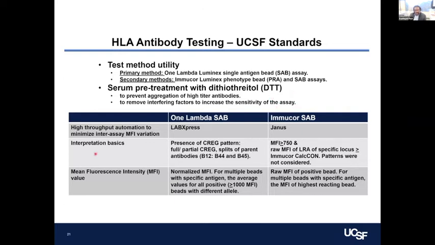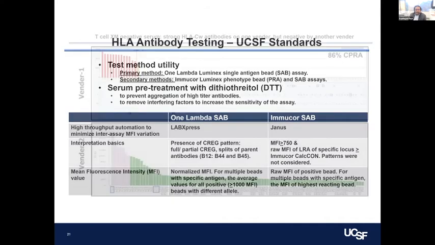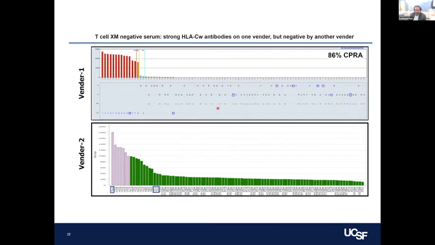Then the last thing is that the MFI is a very sensitive measure in the single antigen method. So the MFI can fluctuate highly. I will walk through some of the slides, some of the methods that we use to keep this MFI variation small. We use automation, basically. I'll show you some of them. So in this slide I'm showing a serum tested by one vendor.